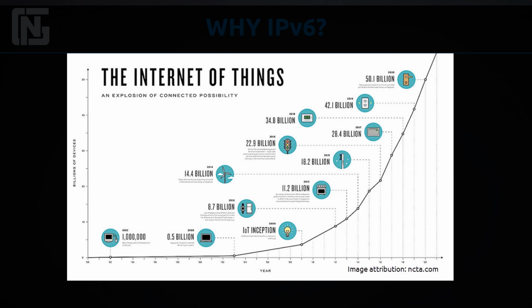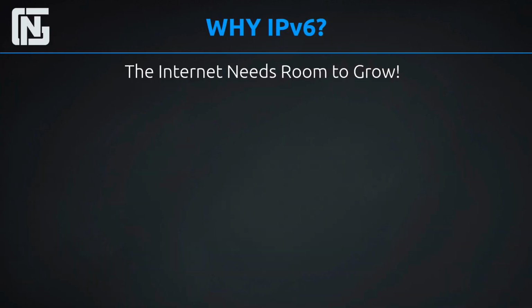So this was actually thought about a long time ago, and that's why IP version 6 has been created. So let's discuss that a little bit more now that you have kind of an idea of the high level of why we're doing this. It's because we have so many devices, we need more addresses, right? The internet needs room to grow.